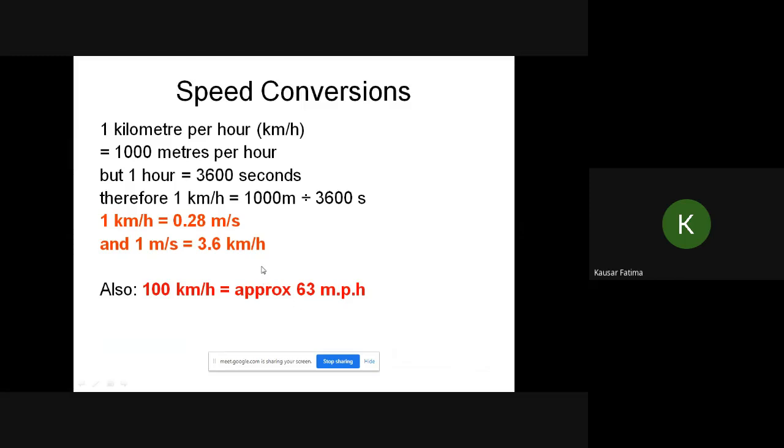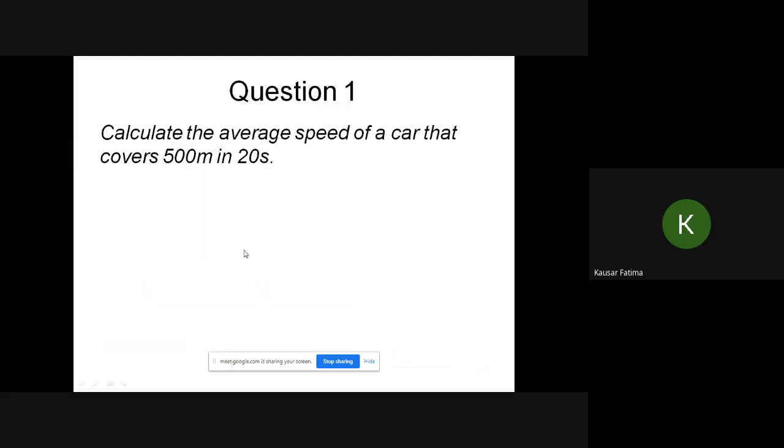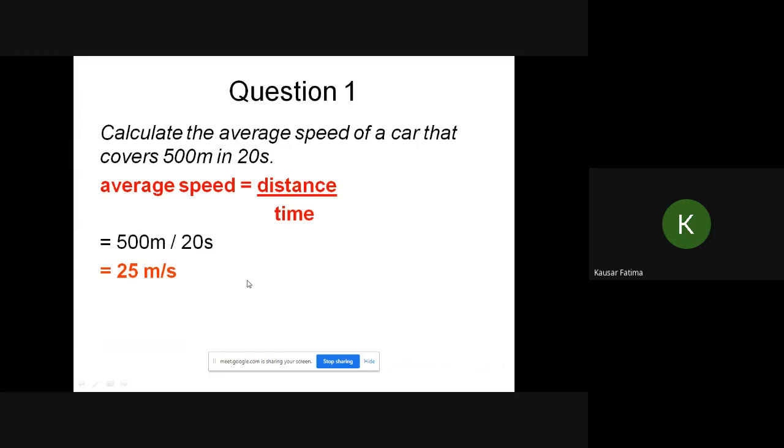Okay, so this is a simple question. Average speed. And these type of questions you did in your class 8. So you have to simply calculate the average speed, total distance is given, and total time is given. Answer 25 meter per second.